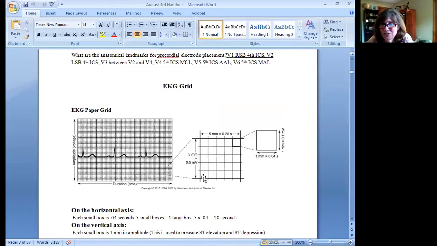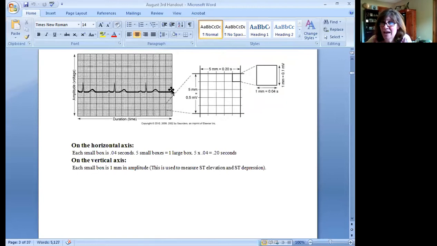All right, so each small box is 0.04 seconds. So then 1, 2, 3, 4, 5 small boxes times 0.04 is 0.20. So each large box is 0.2 seconds in length, in time. Now, the vertical axis, each box up, is the amplitude. That's how we're going to discern ST elevation or ST depression. And we'll get to that in perfusion 2.